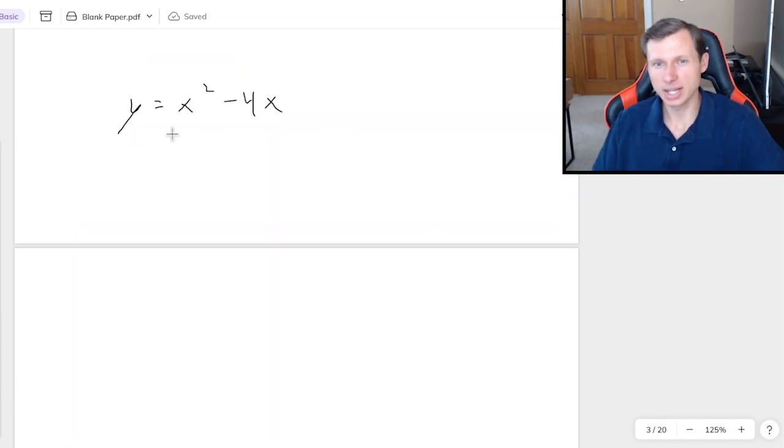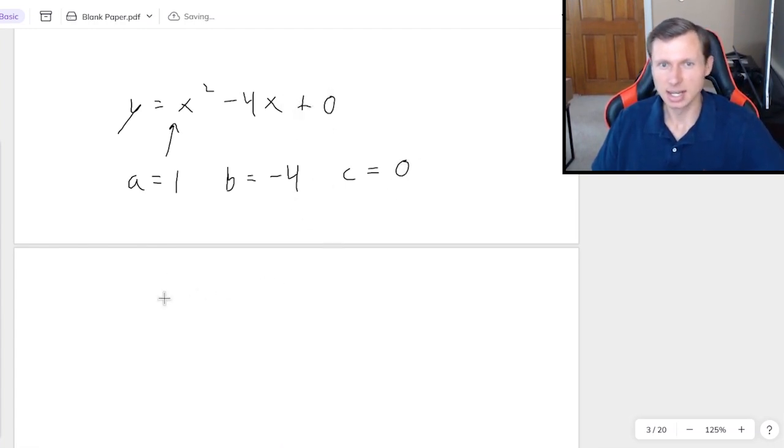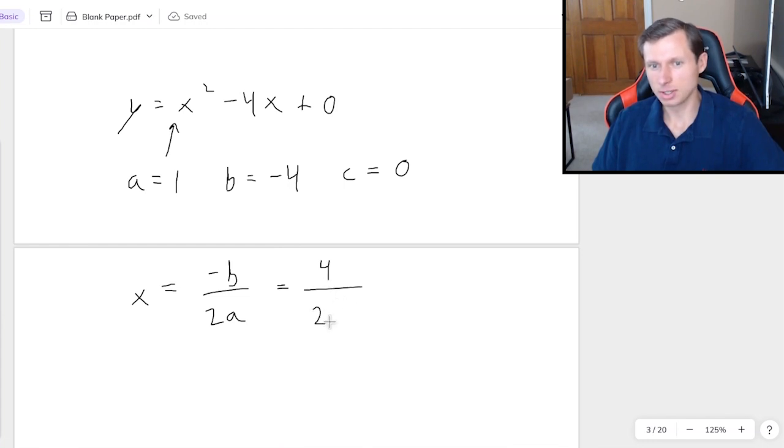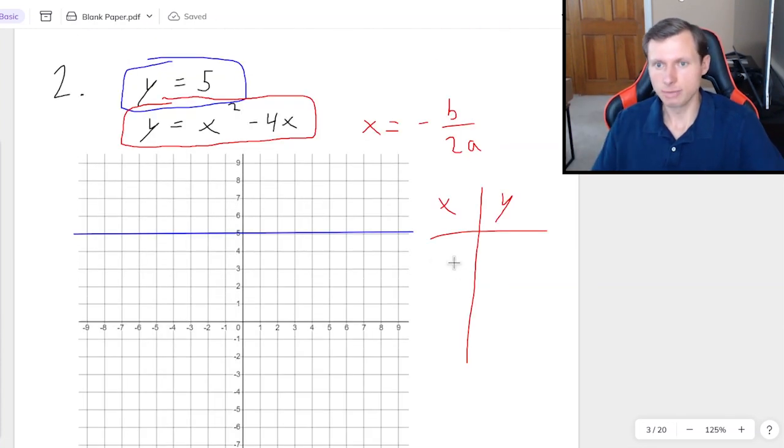When we have y equals x squared minus 4x, we say that a is the invisible 1 in front of the x squared, b is -4 because it's in front of the x, and c, not that it matters, would be 0 because it's like an invisible plus 0 at the end. But then the vertex is going to be at -b over 2a, which would be double -4, makes it positive 4, over 2 times 1, and then 4 divided by 2 is 2. So I know the vertex is at 2. And so in the very least, I can put 2 on my number line as the vertex.